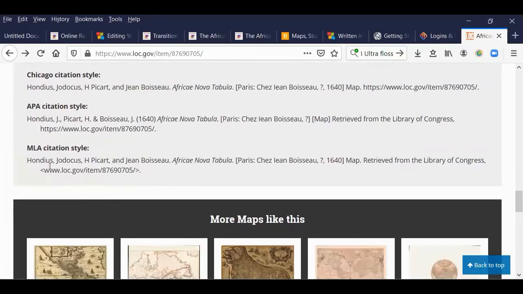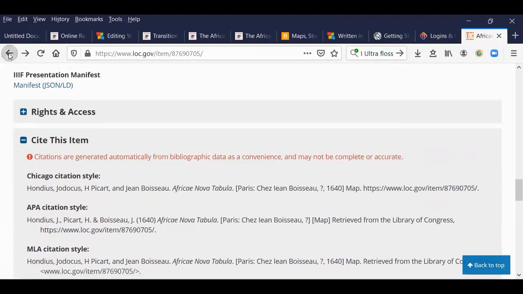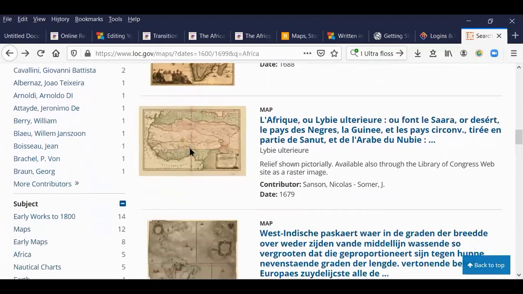This is a map by Jodocus Hondius, very famous map, around 1640, when the Dutch were just beginning to displace the Portuguese in many parts of West Africa and South Africa, and indeed over into Asia. So make use of these early maps in the study of Africa.